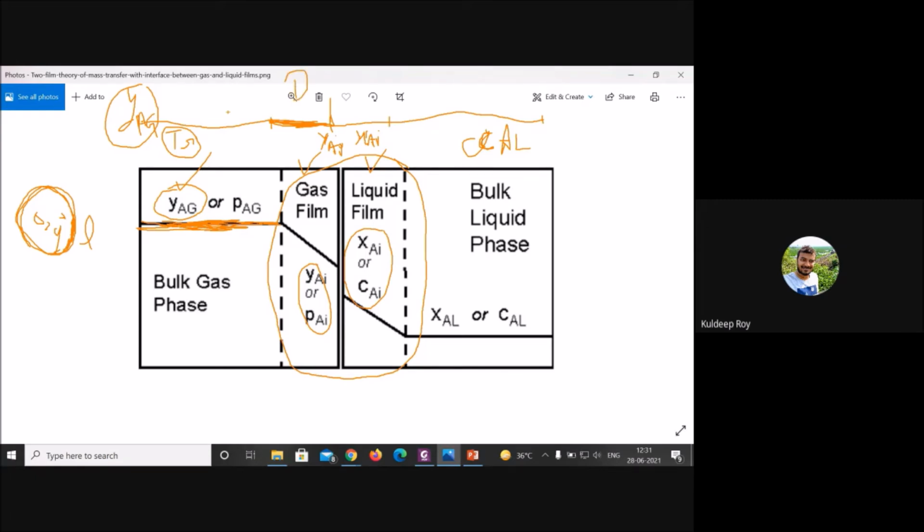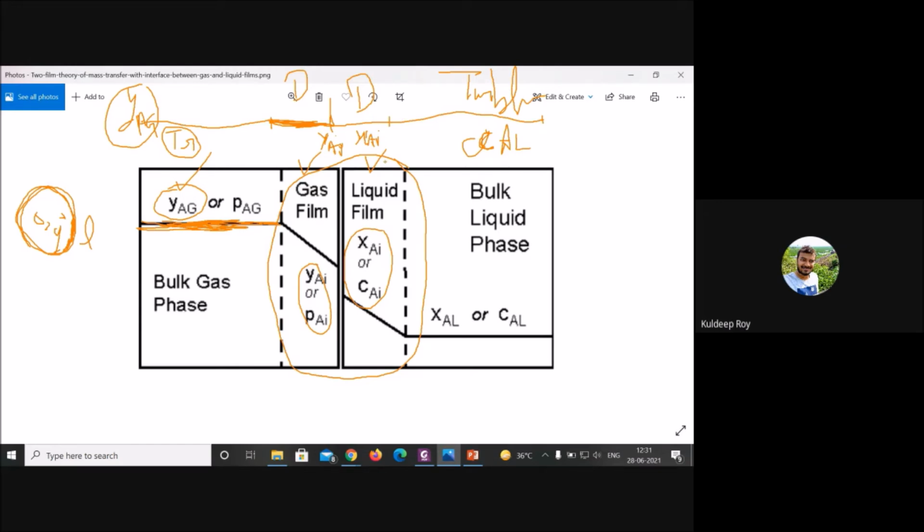Have you got my point? Here the mass transfer will occur due to turbulence. Here the mass transfer will occur due to diffusion. Similarly, here the mass transfer will occur due to diffusion. Here the mass transfer will occur due to turbulence. Okay, due to turbulence. Just keep in your mind what we are discussing.